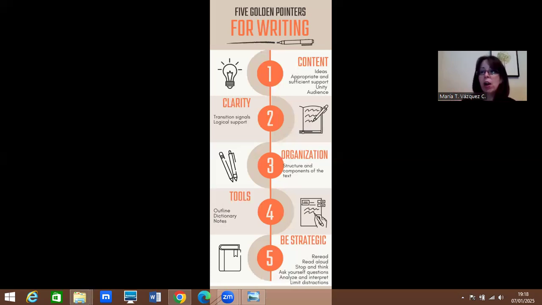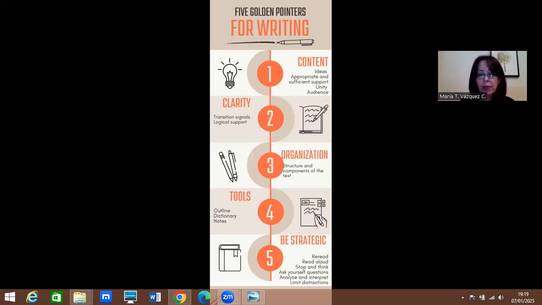For example, if you are explaining similarities, use connectors like likewise. If you are explaining a contrast, use connectors like on the other hand, in contrast, however, nevertheless. If you are adding ideas in a paragraph, for example, use connectors like furthermore, moreover, and of course, logical support, things that are really connected to the idea that you are explaining.